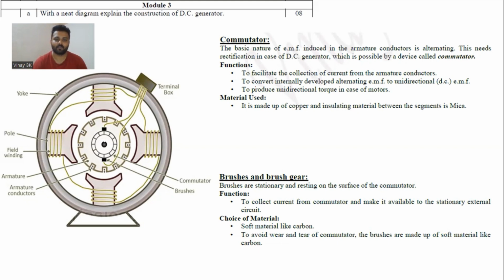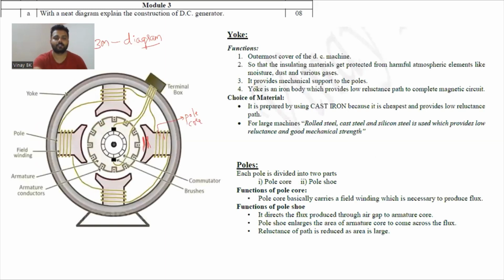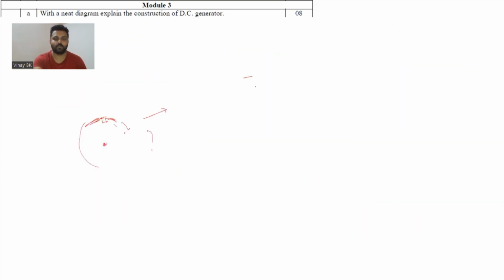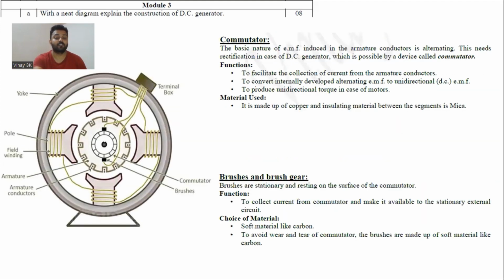So this many points you need to write in the examination. Just see once, you have to draw the diagram neatly. After that, you have to explain yoke, poles, then field winding, armature winding, then commutator, brushes. Okay, so if it is for 8 marks, sometimes 3 marks for the diagram and 5 marks for the explanation, sometimes 2 marks for the diagram and 6 marks for the explanation.